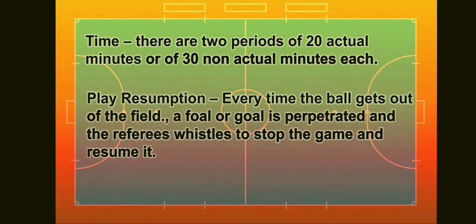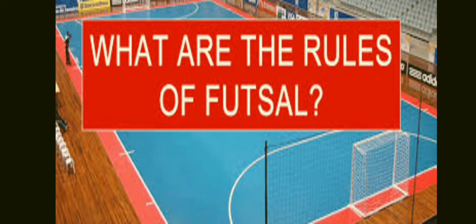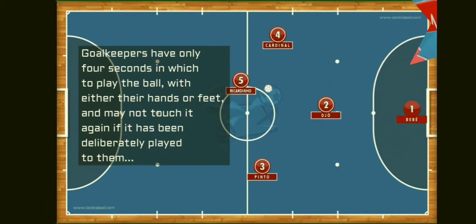In the play resumptions, every time the ball gets out of the field or a foul is perpetrated, the referee whistles to stop the game and to resume it. Every throw must be done in 5 seconds, counted by the referee with his hand up. So that is the rules of futsal. The goalkeepers have only 4 seconds in which to play the ball with either their hands or feet and may not touch it again if it has been deliberately played to them.